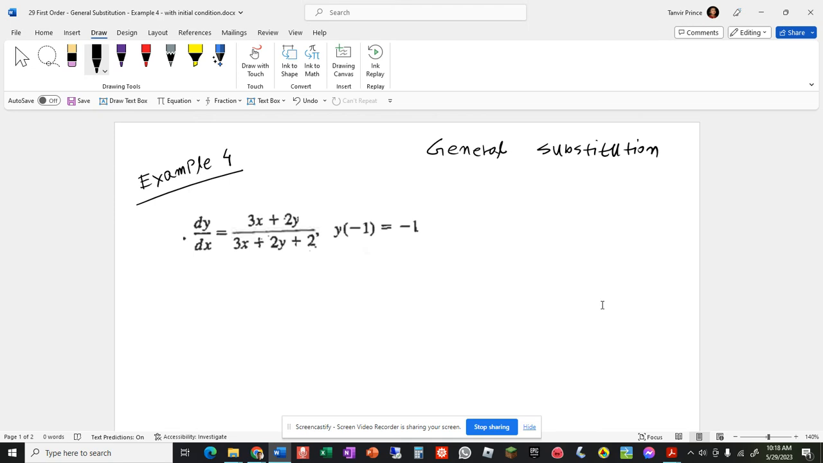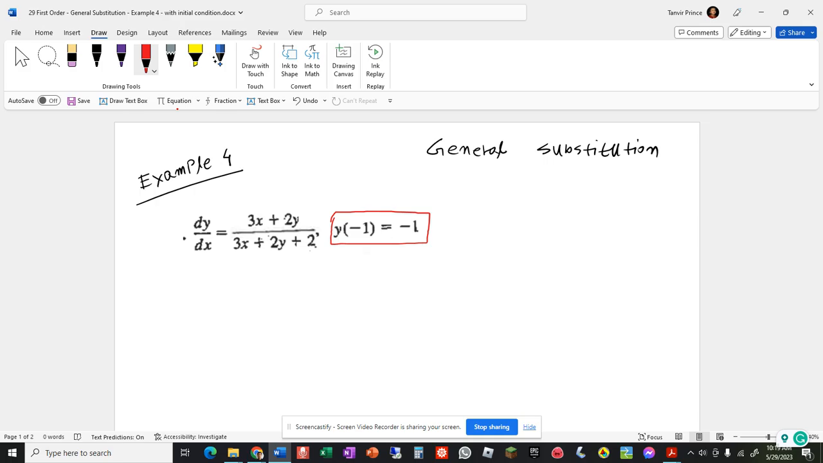Welcome. This will be our fourth example of general substitution method. This time we have the initial condition, so we'll take care of that later. First find the general solution, then use the initial condition to find the specific solution.